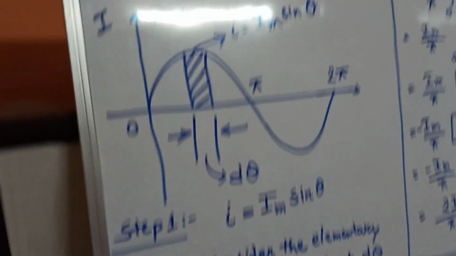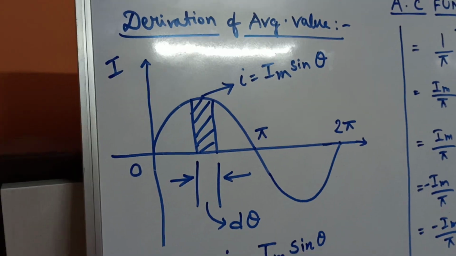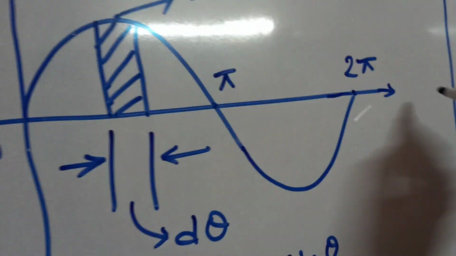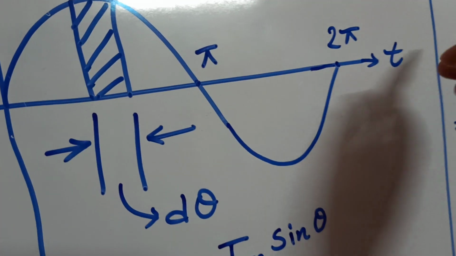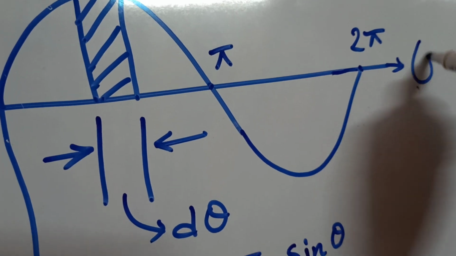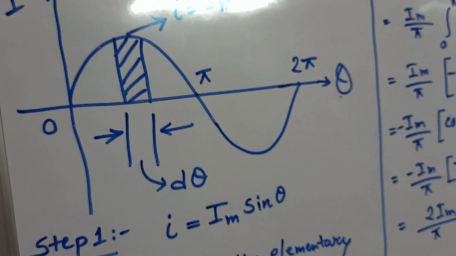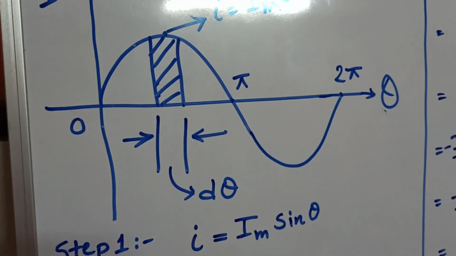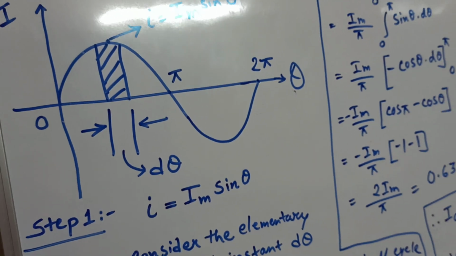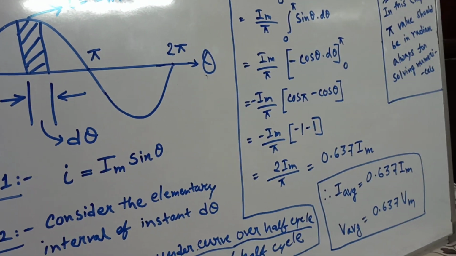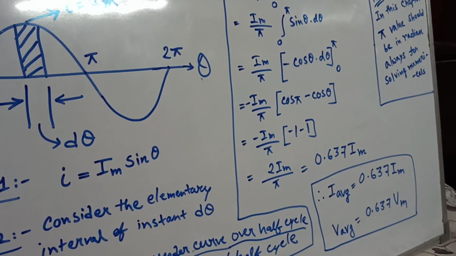That's it. This graph is I versus t; instead of t you can put theta also, anything you can put for the interval. So this is the derivation of average value. Next I am going to start with the RMS value.